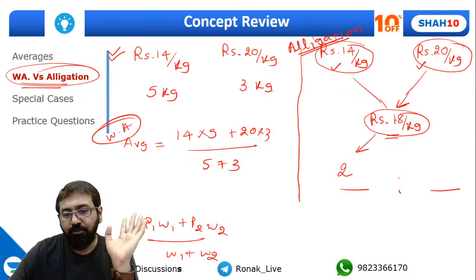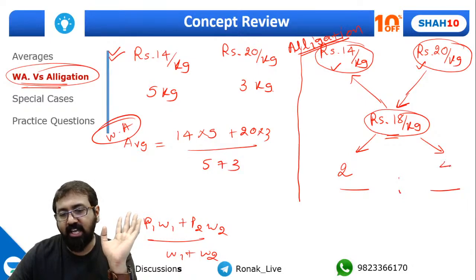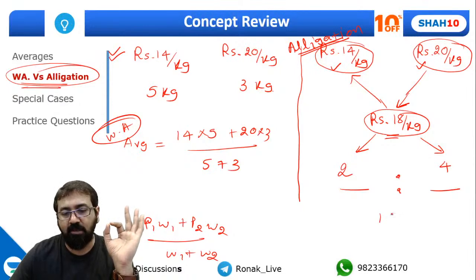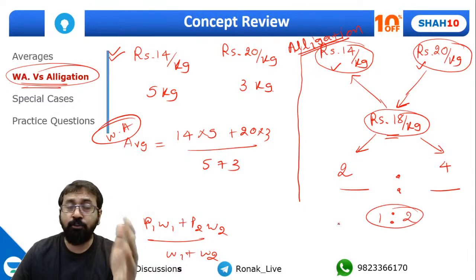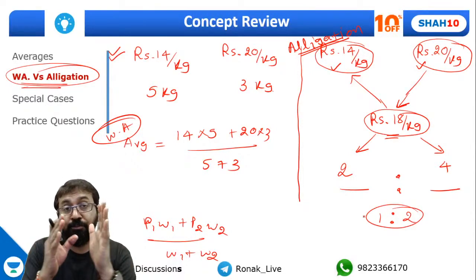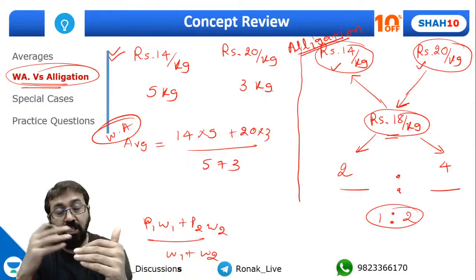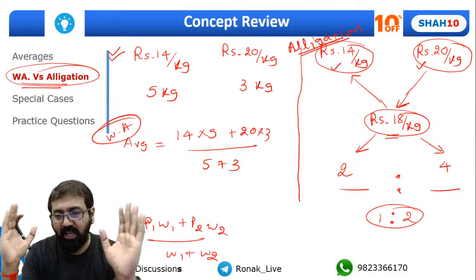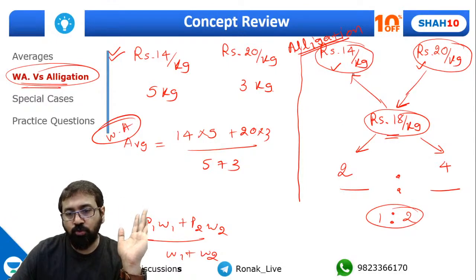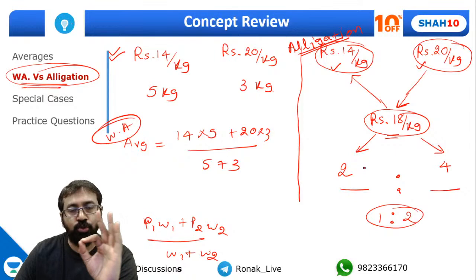It is 2. Then from this 18 you have to subtract this 14 and write it diagonally, so how much will this come to? 4. That means these two varieties should be mixed in the ratio 2:4, which is nothing but 1:2. Many of you might know this thing, but since this is the first session of average mixture alligation, I'm just going through the concept and then we'll take up the tricky questions.